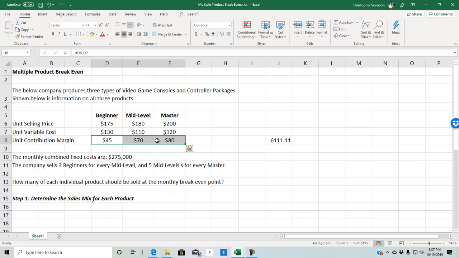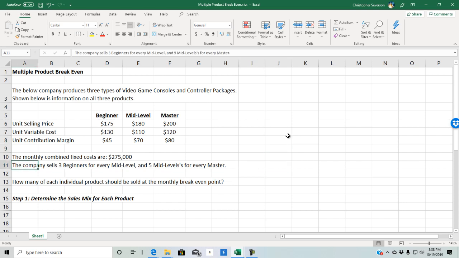So what do we mean by weighted average? That is where the sales mix comes into play. And they're giving us the sales mix here. It says this company sells 3 beginners for every mid-level and 5 mid-levels for every master. So that seems a little complicated there at first. Now, different problems will give you this sales mix in a different way. They might give you total units sold for each of the 3 products, and then you can just calculate a weighted average that way. But they didn't here. They gave it to us in a narrative format.